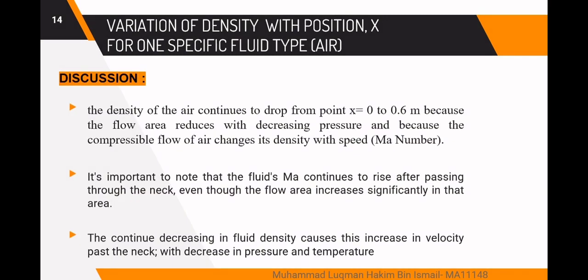As we can see from the graph, the density of the air continues to drop from point X equal to 0 to 0.6 meter because the flow area reduced with decreasing pressure, and because the compressible flow of the air changes its density with speed or Mach number. It's also important to note that the fluid Mach number continues to rise after passing through the neck, even though the flow area increased significantly. And also, the continued decrease in fluid density caused the increase in velocity when it passed the neck, along with the decrease in pressure and temperature.